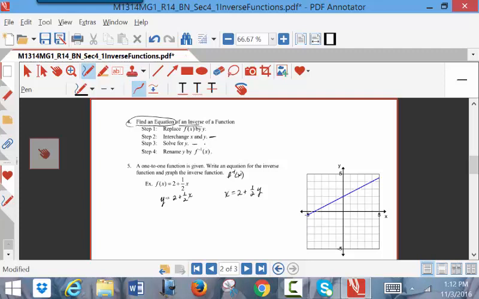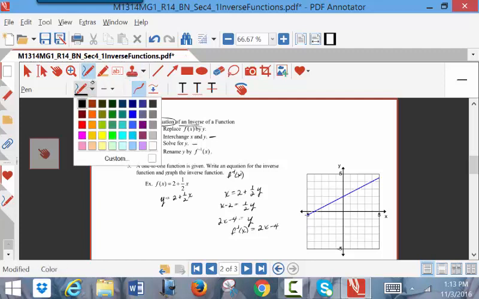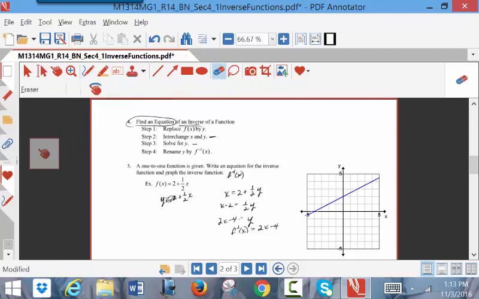Okay, I've got to solve this thing for y. So first I'm going to subtract 2 off of each side of this equation. And then to solve for y, I multiply everything by 2, since it's 1/2. So this becomes 2x minus 4 equals y. This is my inverse function, so I can rename this f inverse of x equals 2x minus 4. While you are writing that down, I'm going to change my color over here on this equation and make it blue.